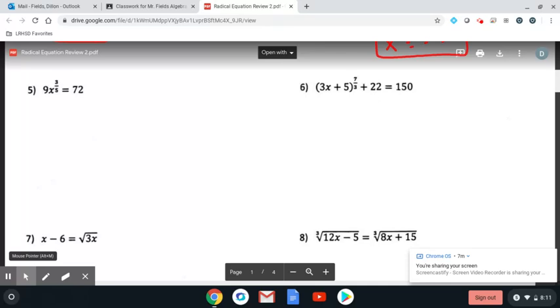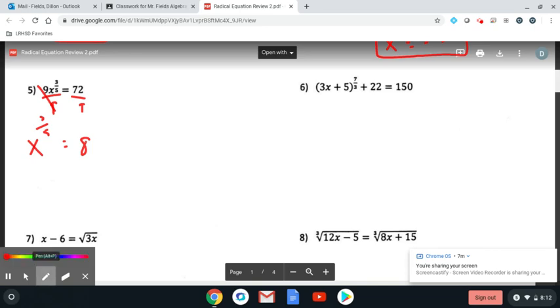You want to get whatever is being raised to that exponent by itself before you try to get rid of it. So like for example, on number 5, in this problem, the only thing being raised to the 3/5 is x. So you have to first divide by a 9 on both sides. So that would give you x to the 3/5 is equal to 8.